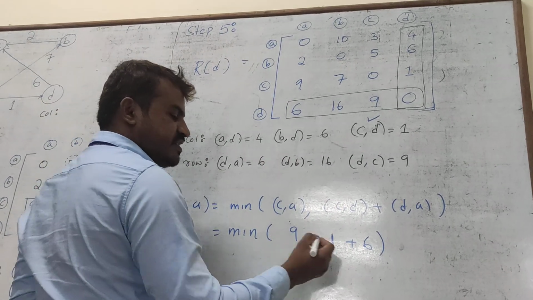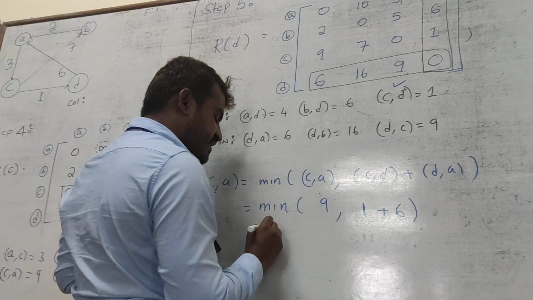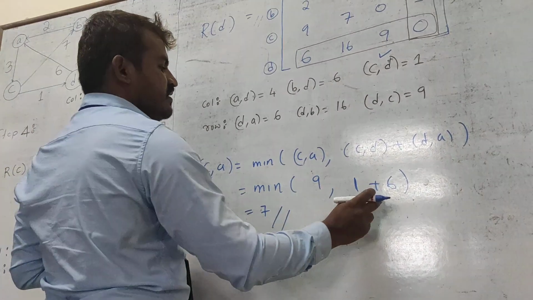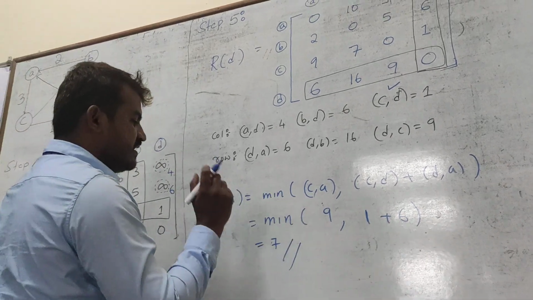Out of this, is 9 better or is 7 better? Anyway, 7 is better. See, 1 plus 6 is 7, which is lesser than 9.